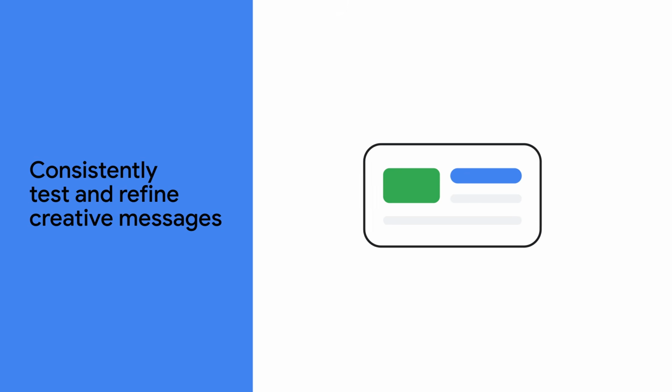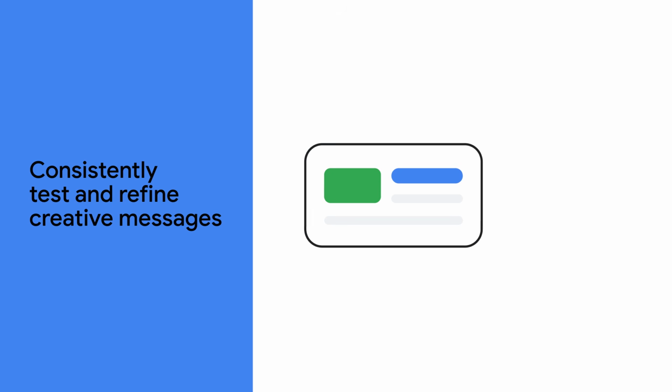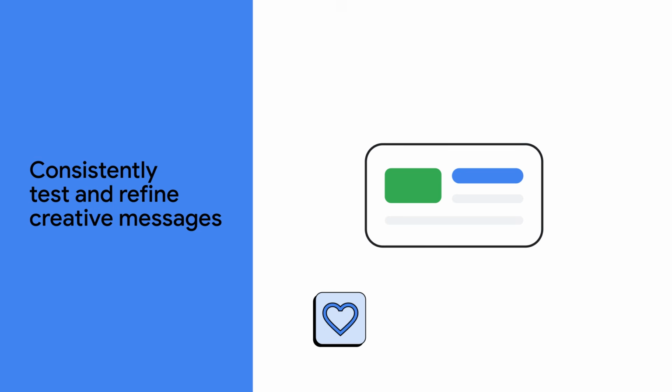To improve your ad performance, consistently test and refine your creative messages. Evaluate the success of your ads based on impressions, clicks, and conversions your ad groups and campaigns receive. This way, you can definitely see what's effective in creating your ads.